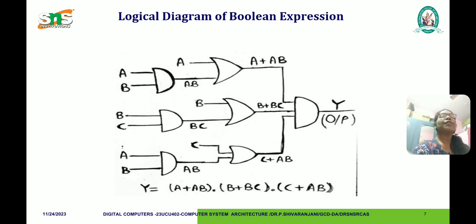The value of C is inputted along with AB, so we get the corresponding output, and all the values are put into an AND gate. Since we have mentioned a dot, if we are using a dot symbol then an AND gate will be used, and if we are using a plus symbol we have to use an OR gate. So that is a simple logic.